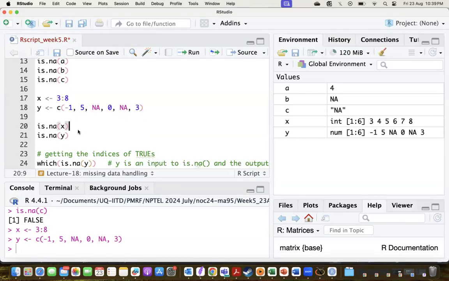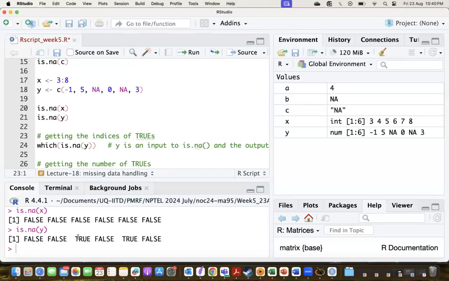And here, if I use the function is.na, then it's going to give me as many trues and falses as the number of elements. So it's going to do it element-wise. And now when I do is.na on y, then the third element and the fifth element are NA. So those are going to give me true values and everything else returns false.